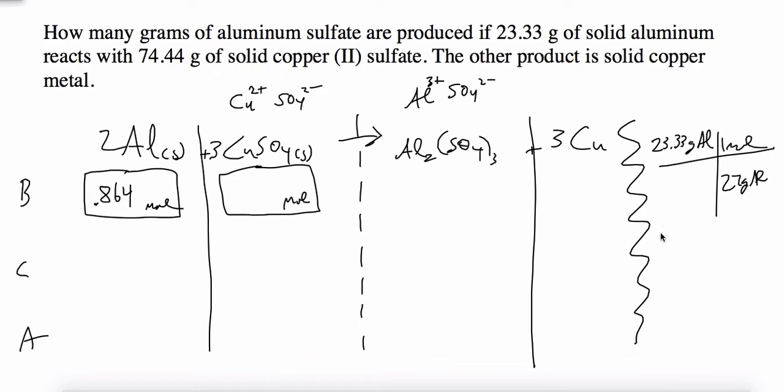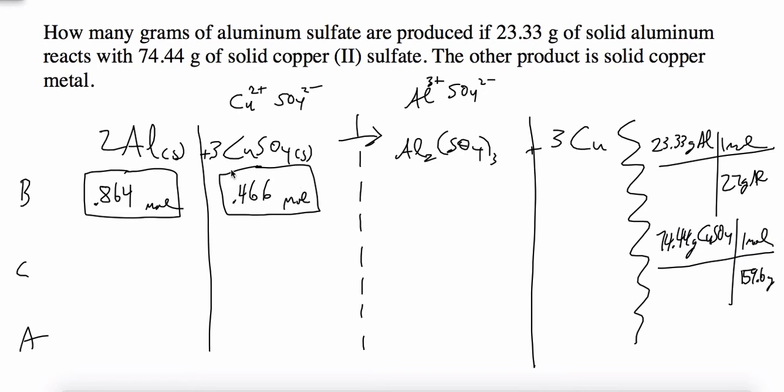So in this case, I have 74.44 grams of copper sulfate. And what I want to do is convert that to moles. So I have 159.6 grams per every 1 mole there. And I'm going to end up here with 0.466 moles. Okay. So you pick and choose. I'm going to choose this one first.